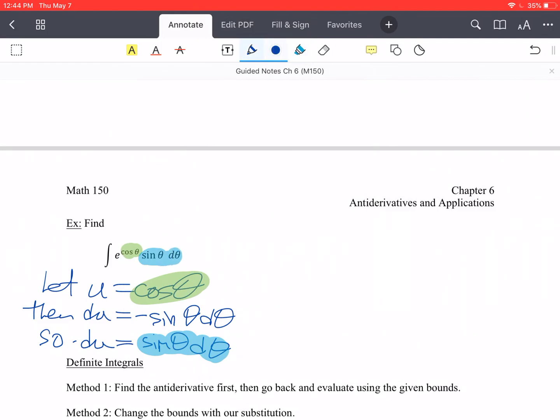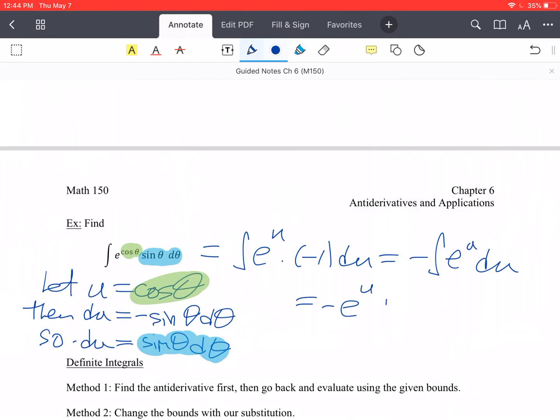Perfect. So this is going to be the integral of e to the u times -1 du. Okay, you can pull the negative all the way out. Take the antiderivative. Right, so that's going to be negative e to the u plus c, which is negative e to the cosine of theta plus c.